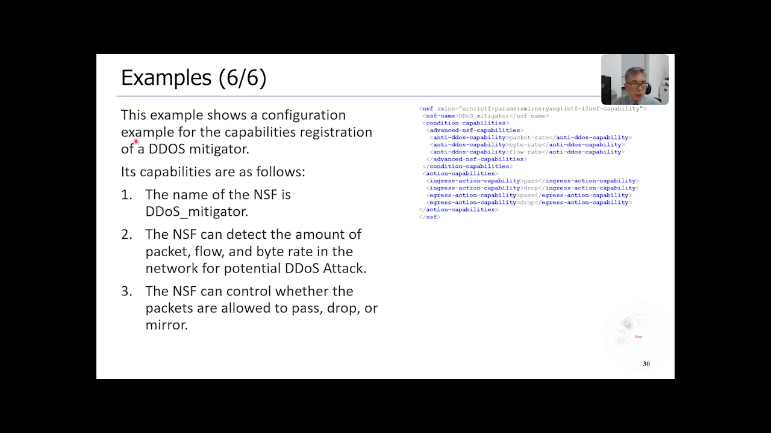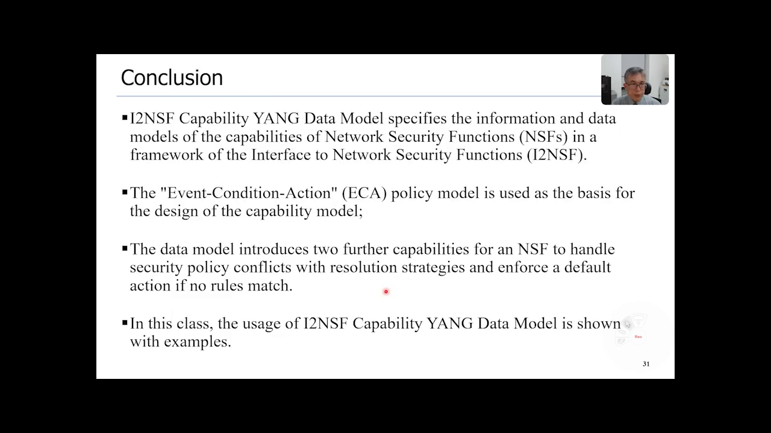And the DDoS, distributed denial of service, the DDoS attack mitigator case also we can specify here. So in this case, advanced NSF capability is specified. So detect DDoS attack using packet rate, byte rate, flow rate. This is a condition to detect DDoS attack, and the action is ingress, egress, pass or drop. And then we can control DDoS attack traffic.